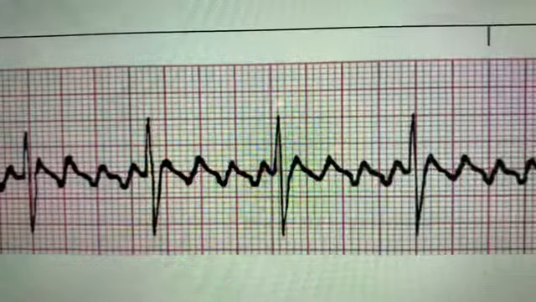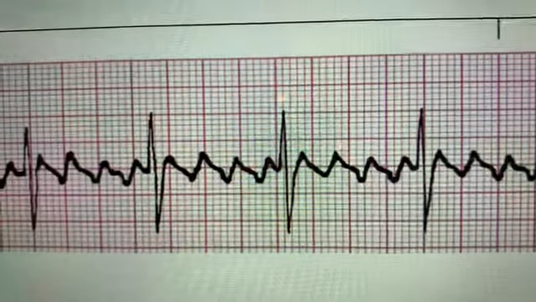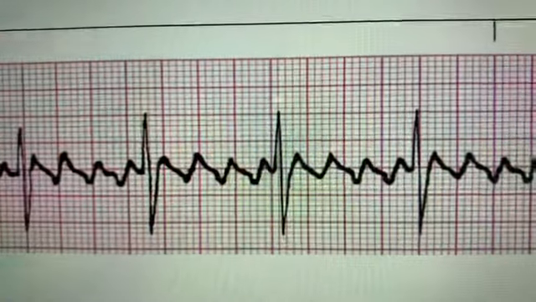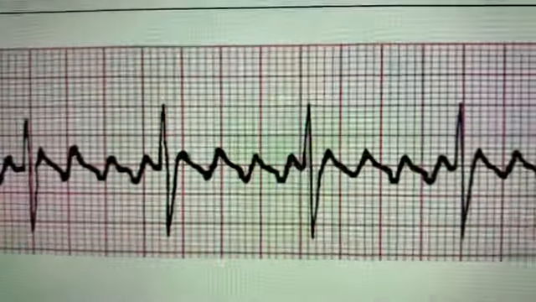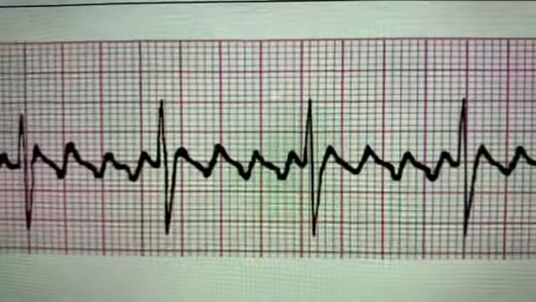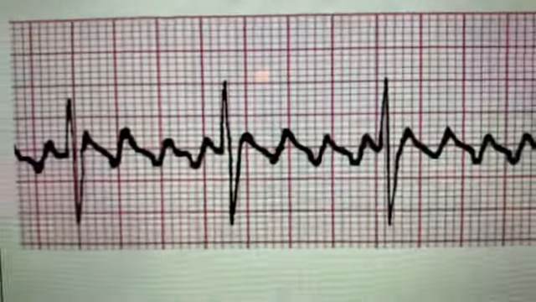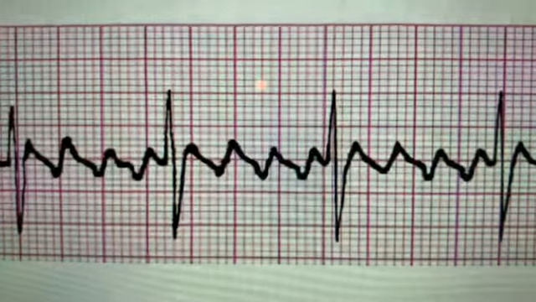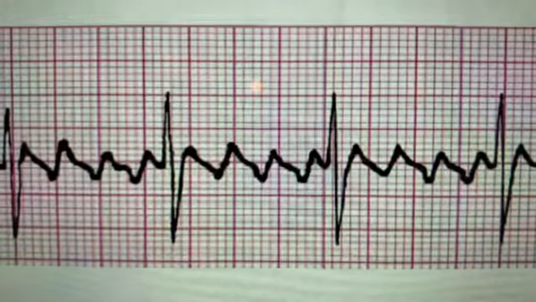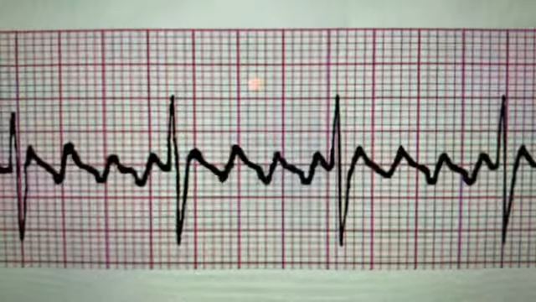Okay, so next we've got atrial flutter, or A flutter. It's got a very defined look to it, like no P waves. You'll see there's no distinctive waves. All you can really see are the QRS waves. There's no P wave. I don't even see a T wave. So it really just looks like a jagged saw.